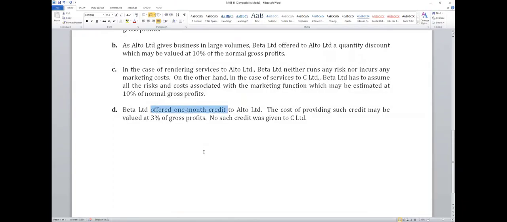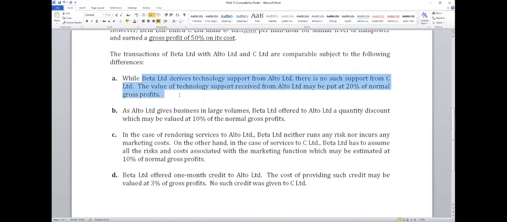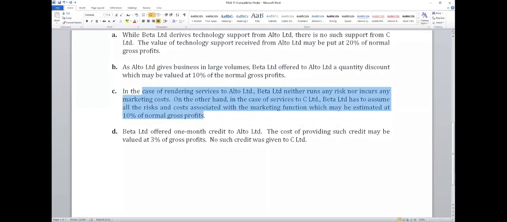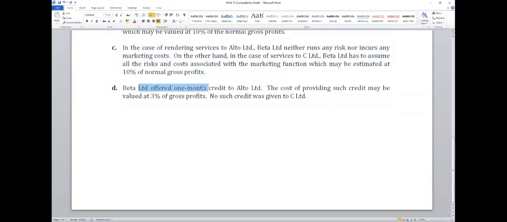Why are you reducing the profit margin? Sir, they are providing technology support. They are giving business in large volumes, so quantity discount. We don't have to assume risk, and we have no marketing cost. Plus they are giving immediate payment. I'm just reading the opposite of this. Students, assume I'm giving credit to C Limited. Take a moment to understand. I'm giving credit to C Limited, but Beta Limited makes you bill at a lower profit margin.